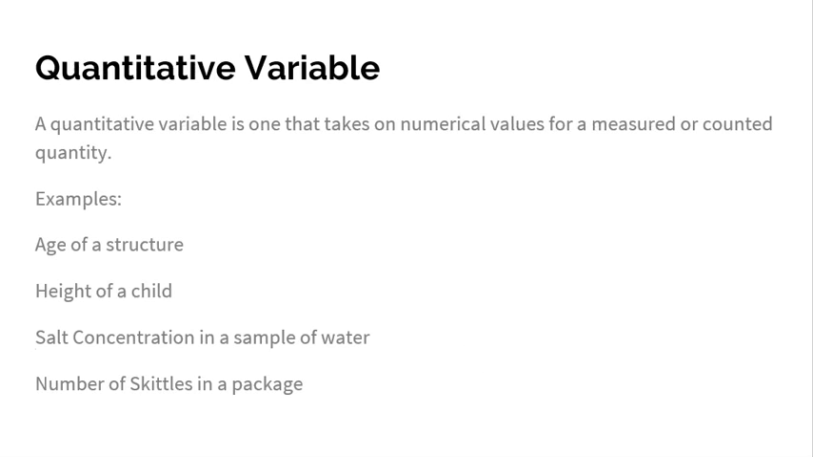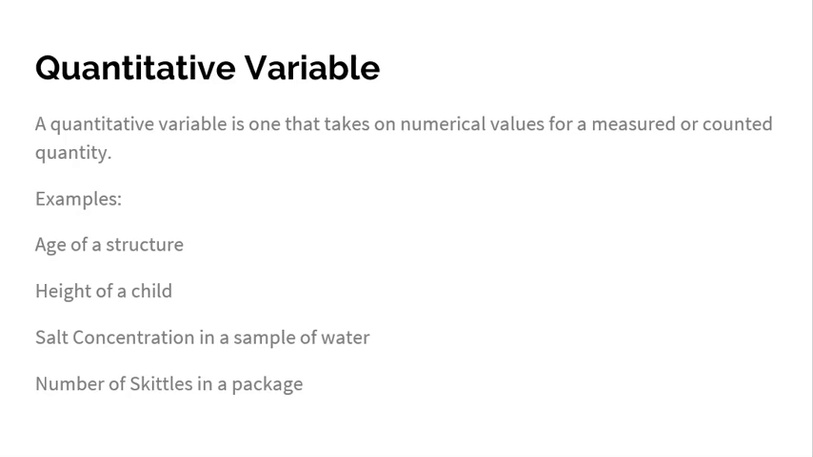All right, the second type of variable is a quantitative variable. Here, we're thinking of a quantitative variable as one that takes on numerical values for a measured or counted quantity. So now we're talking about the answer to a question is a numerical value that is measured or counted. So again, go back to zip code. You don't measure somebody's zip code, and you don't count somebody's zip code. So those are two reasons why zip code is actually a categorical variable. But that's one of the only very few exceptions.